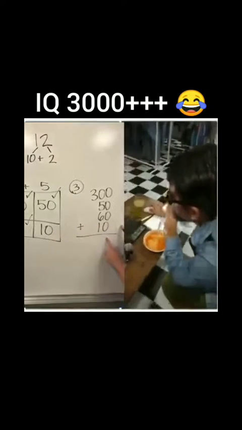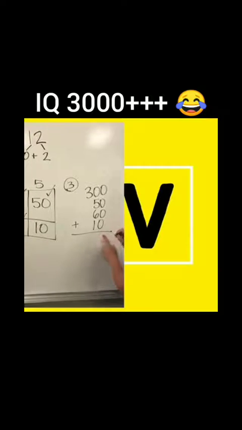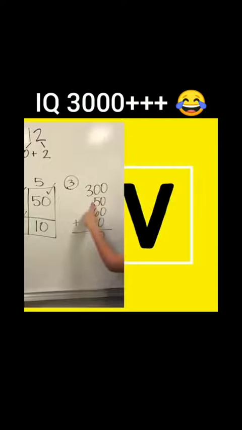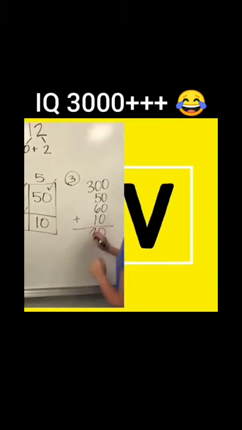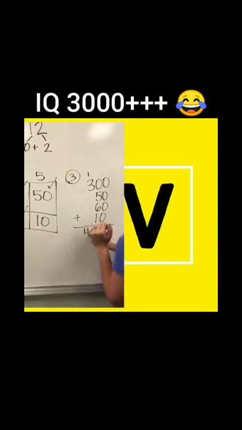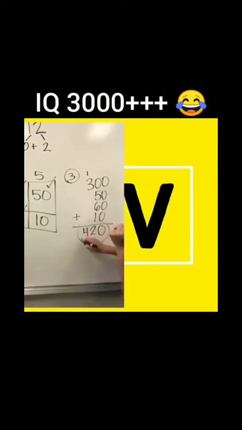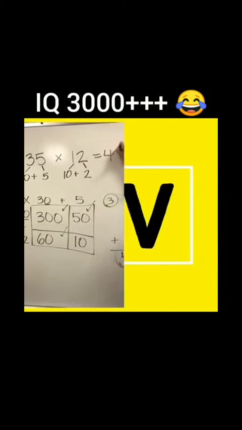Make sure you line up your places too. 0 plus 0 plus 0 plus 0, those are zeros all the way down, so 0. 0 plus 5 is 5. 5 plus 6 is 11. 11 plus 1 more is 12. Bring down that 2 and carry the 100. 3 plus 1 is 4, and that is your answer. 35 times 12 equals 420.